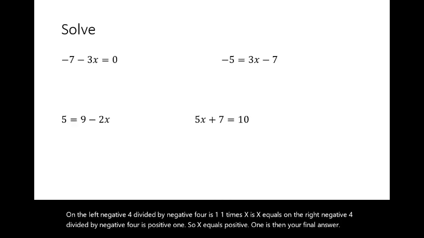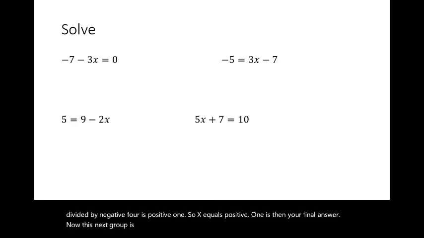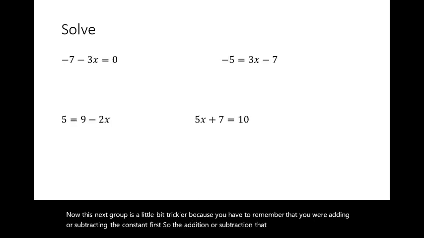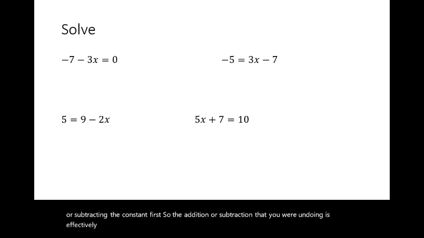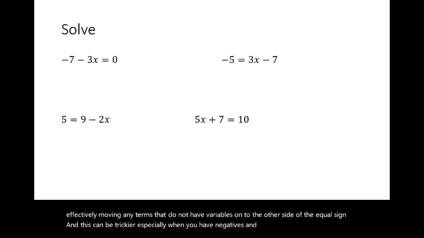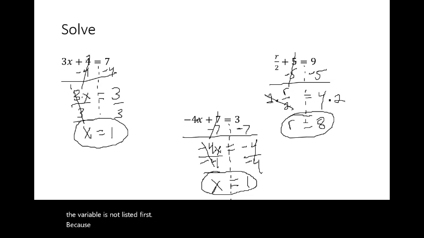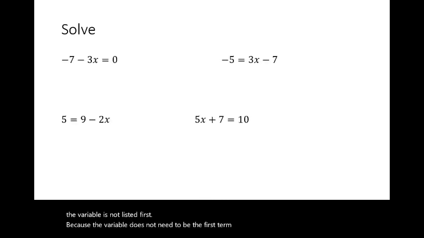Now, this next group is a little bit trickier because you have to remember that you are adding or subtracting the constant first. So the addition or subtraction that you are undoing is effectively moving any terms that do not have variables onto the other side of the equal sign. And this can be trickier, especially when you have negatives and subtraction, and especially when the variable is not listed first, because the variable does not need to be the first term listed. In fact, oftentimes it's not.